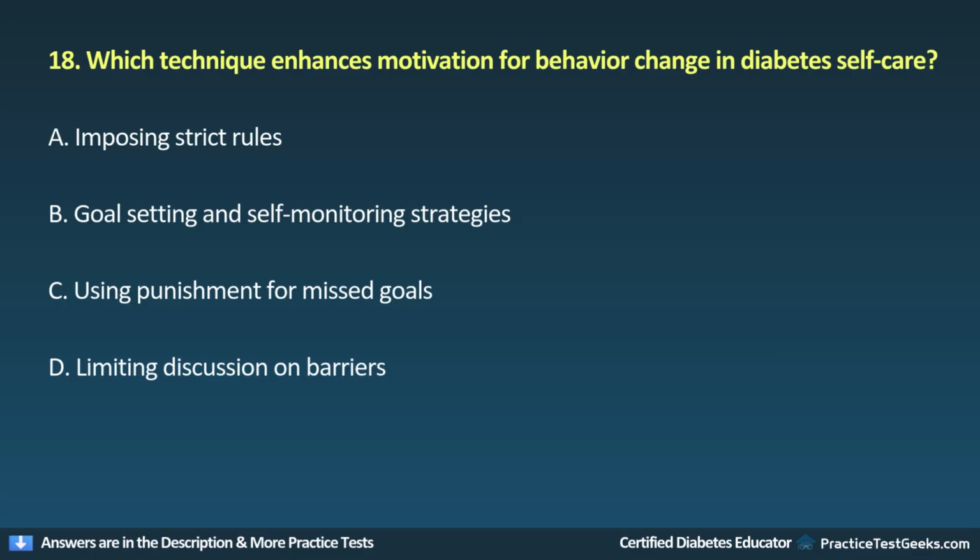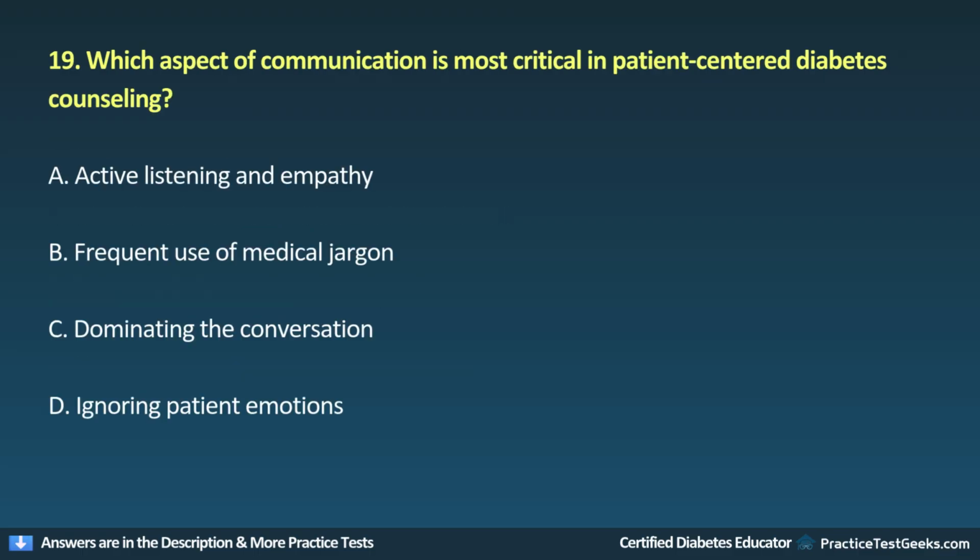A. Imposing strict rules. B. Goal setting and self-monitoring strategies. C. Using punishment for missed goals. D. Limiting discussion on barriers. 19. Which aspect of communication is most critical in patient-centered diabetes counseling?